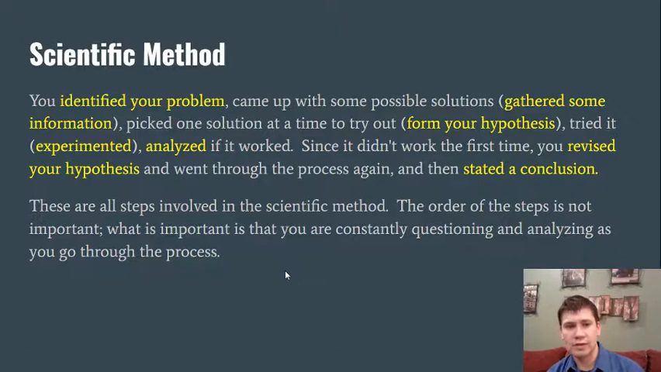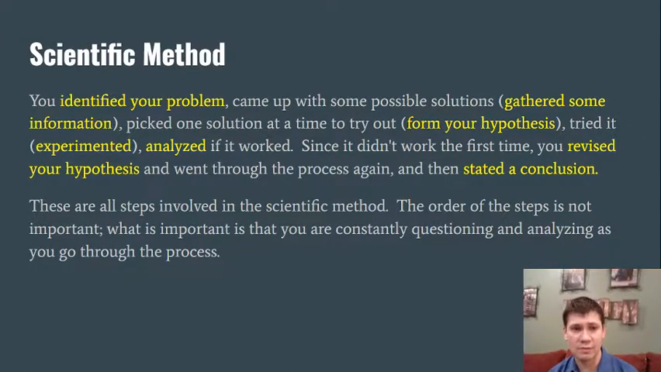So first, you identify your problem, you come up with some possible solutions, you have to gather some information, pick one of the solutions, and then try it out. Okay, you're going to form a hypothesis. You try it. You do an experiment. Analyze if it worked. If it didn't work the first time, you revise your hypothesis. And then you go through the whole process again until you finally come to a conclusion. So that is the scientific method.